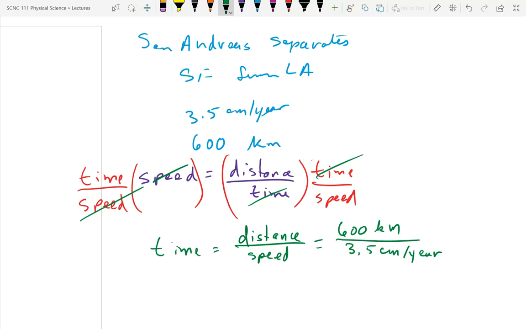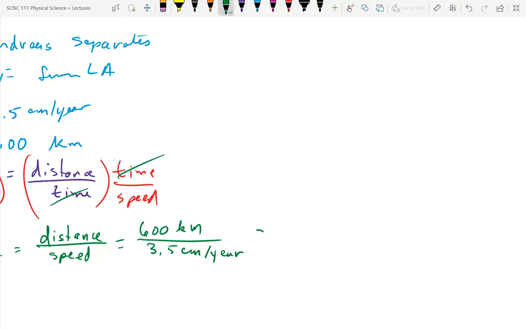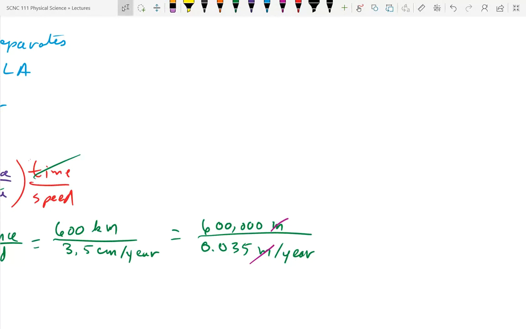We have two different prefixes for distance, kilo and centi. What does kilo mean? 1,000. So that's equal to 600,000 meters. And what does centi mean? 1/100th. So over 0.035 meters per year. Now my meters will cancel, and I take 600,000 divided by 0.035, and I'm going to leave it to you to do that calculation. What are the units going to be?